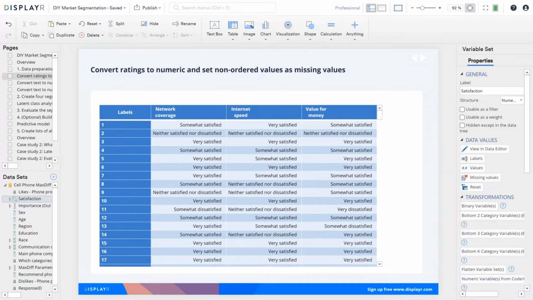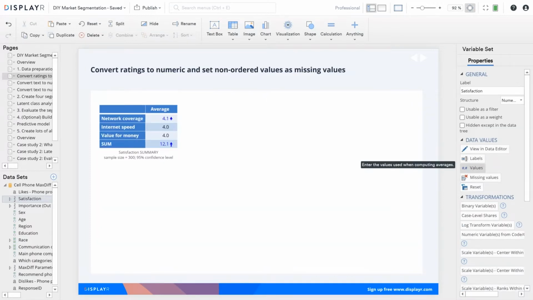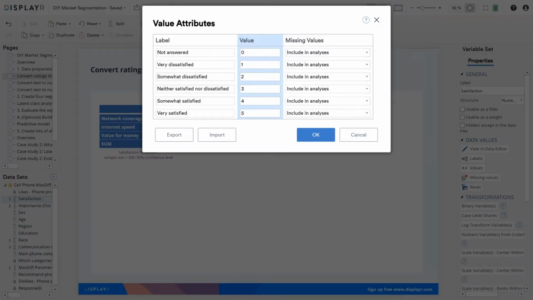The other thing I'm going to do is check that the values are sensible. So in this case here, we've got the ordered categories, and we can see that the values increase with the increasing meaning of the categories. So that's promising. That's what we expect to see. But not answered's got a 0, and that doesn't really fit. And when we've got categories that don't fit, like a not answered or a don't know, we want to set these as missing values.